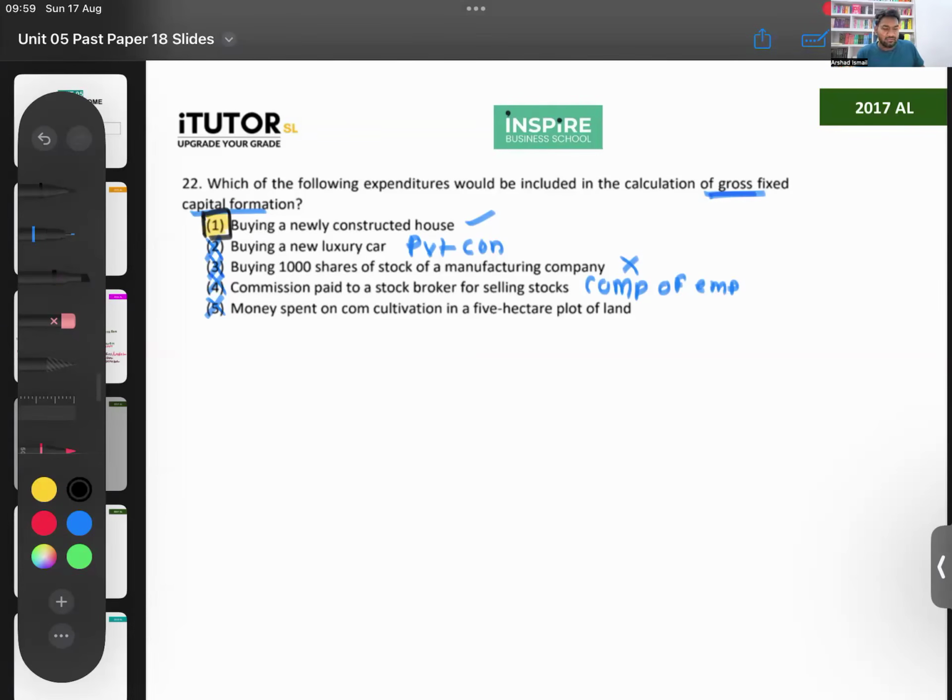5 is not fixed capital formation. The money spent on corn cultivation, that is your normal regular expenditure. So fixed capital formation means the tangible big assets like houses, buildings, machinery, equipment. Now, for example, if I spend money to, let's say, print my tutes, that will not be a part of fixed capital formation.